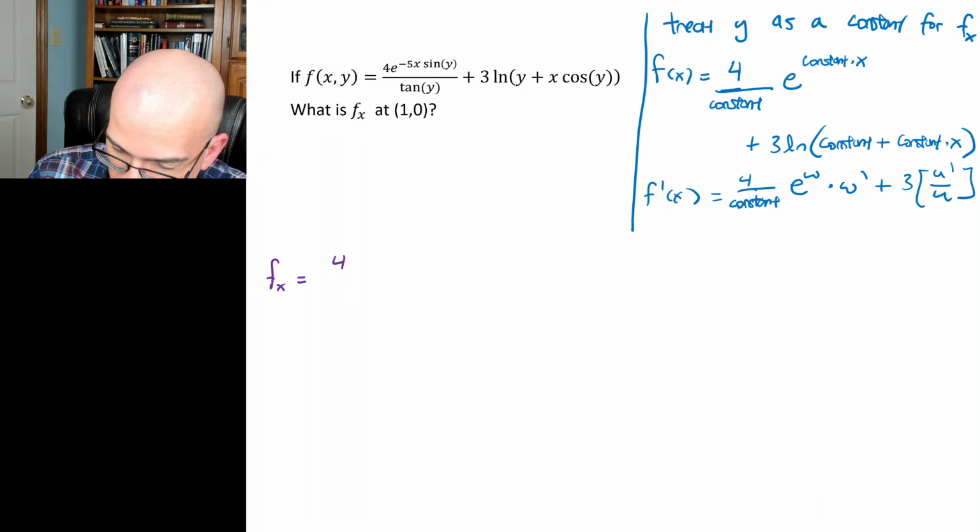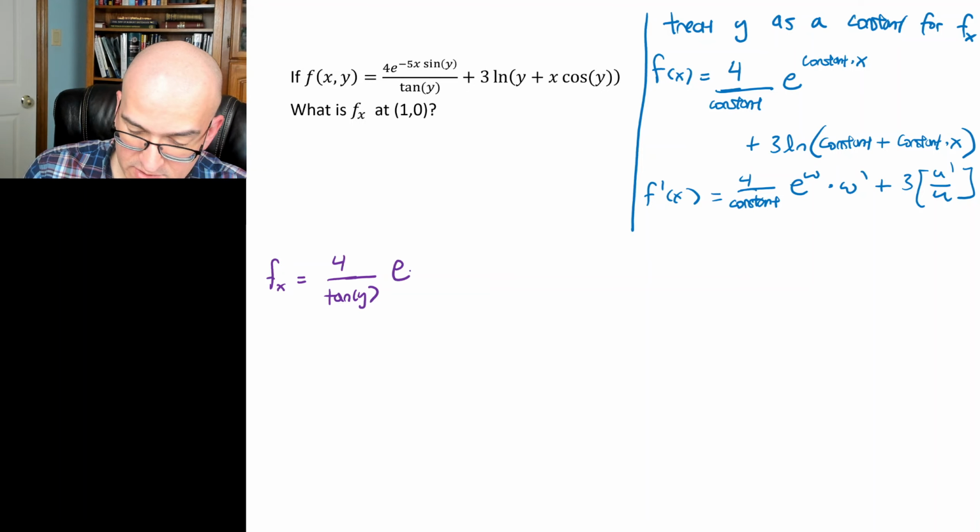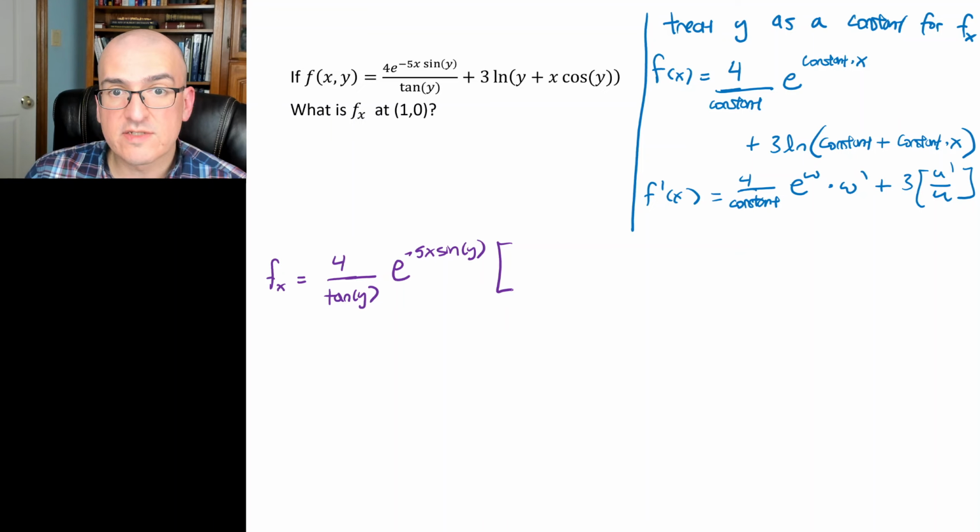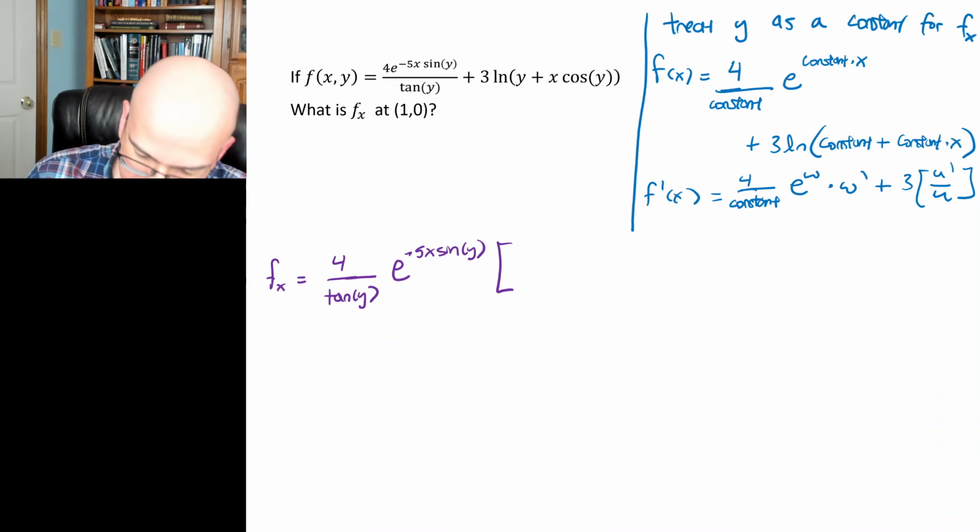So we have 4 over tan y, that's our constant piece, since we're treating y as a constant, tan y is also a constant. And we have e to the w times w prime. So e to the negative 5 x sine y times the derivative of negative 5x sine y with respect to x, which is going to be negative 5 times the sine of y.